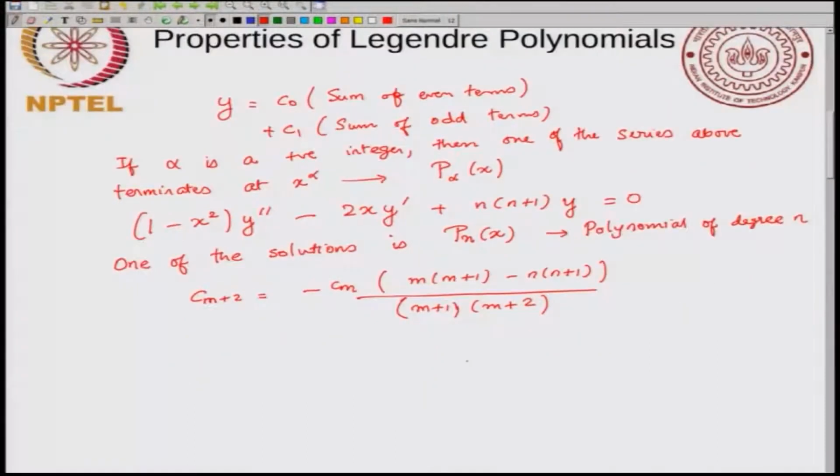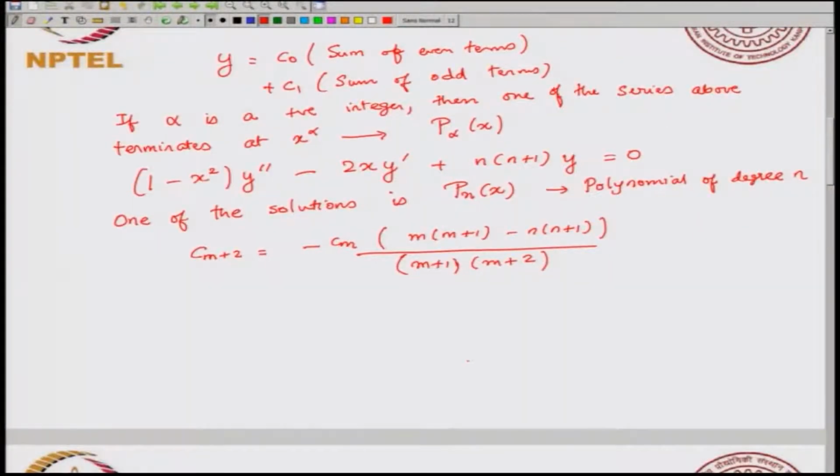Now, we will write down some of the polynomials. Your P0 of x is chosen to be 1. This is arbitrary, you can choose P0 in any way. P0 is just a constant, and any constant will satisfy this differential equation, and we just set that constant to be equal to 1. If you take P0, then n equal to 0, so the last term drops off, and any constant will satisfy the remaining differential equation. So, we choose it to be 1.